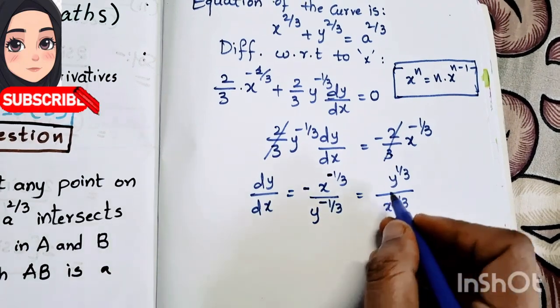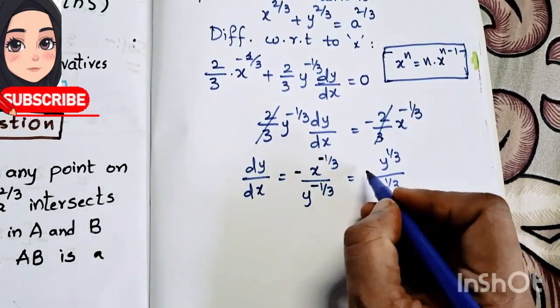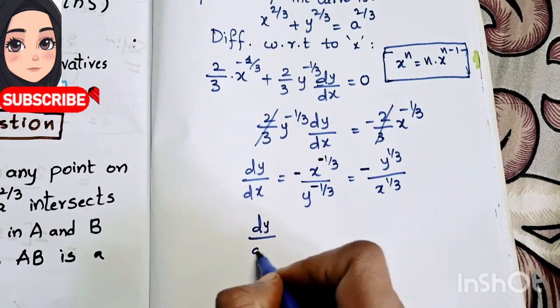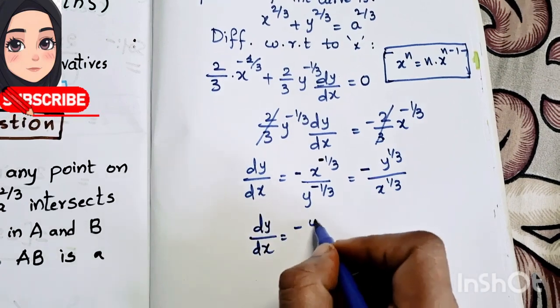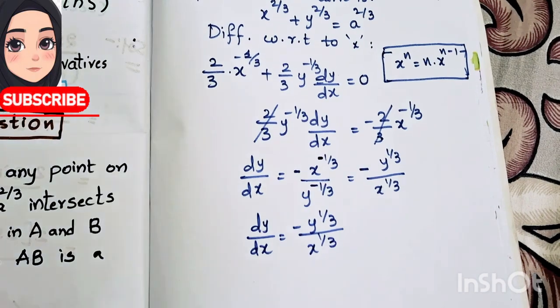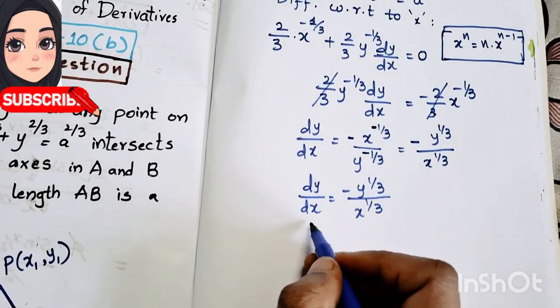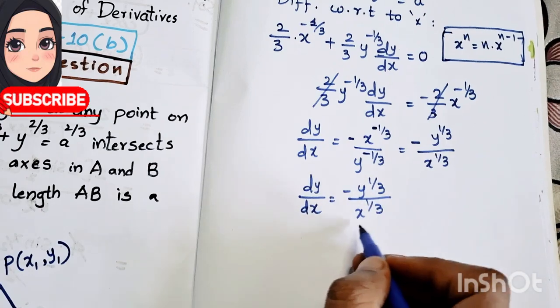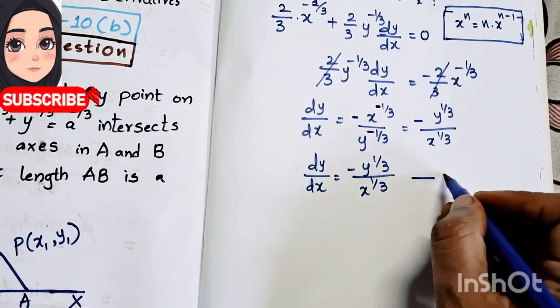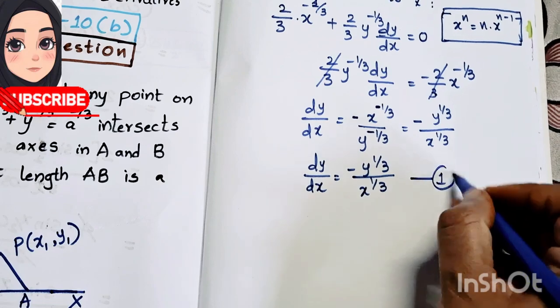Now dy/dx is what? Minus is already there, so keep minus as it is. So dy/dx equals minus y^(1/3) by x^(1/3). Now at the point (x1, y1), dy/dx equals minus y1^(1/3) by x1^(1/3) we get. Keep this as equation 1.